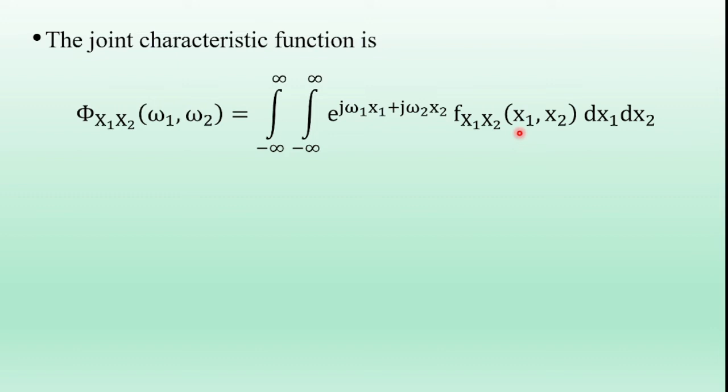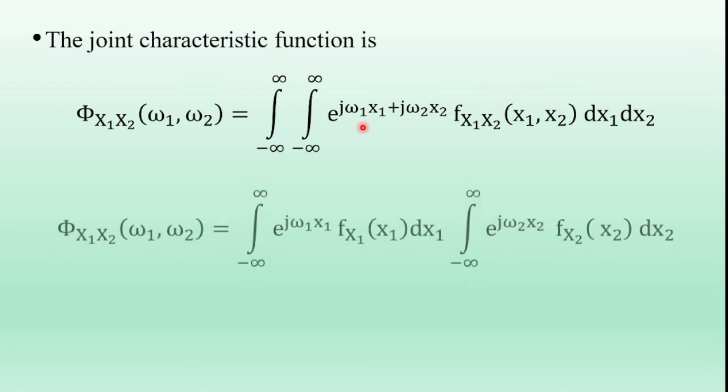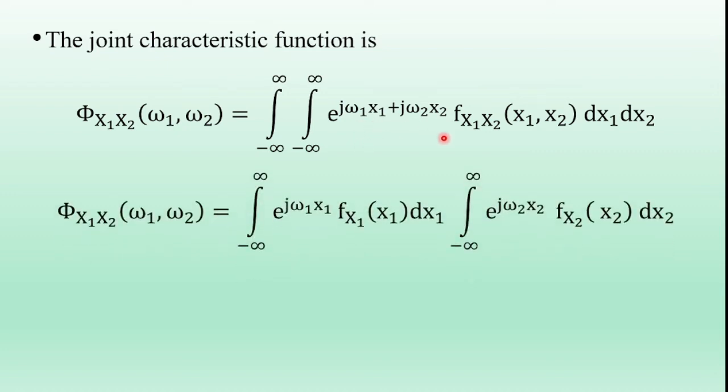Since x1 and x2 are independent random variables, this joint probability density function is equal to the product of their individual density functions, and the exponential term is arranged as e^(jω1x1) into e^(jω2x2). All the right-hand side terms are product terms, so they can be rearranged as integral from minus infinity to infinity e^(jω1x1) f_x1(x1) dx1 into integral from minus infinity to infinity e^(jω2x2) f_x2(x2) dx2.